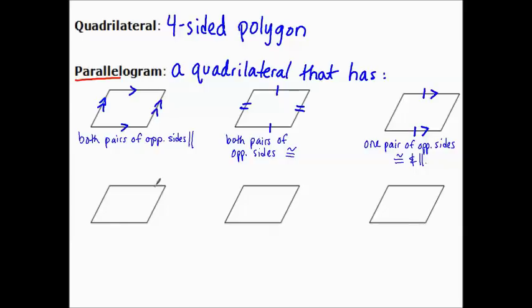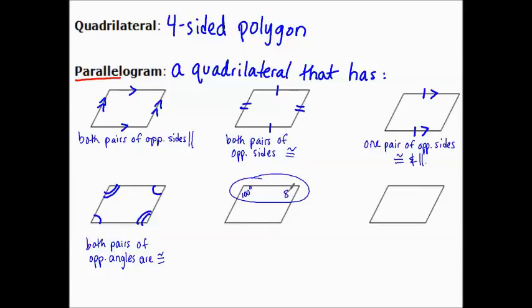Then we move to the angles. The opposite angles are congruent. So we say both pairs of opposite angles are congruent. What else about the angles? The consecutive angles, the angles next to each other, well, what has to be true about them? If this is 100 degrees, then this will be 80 degrees. They add up to 180 degrees. So we say the consecutive angles are supplementary.